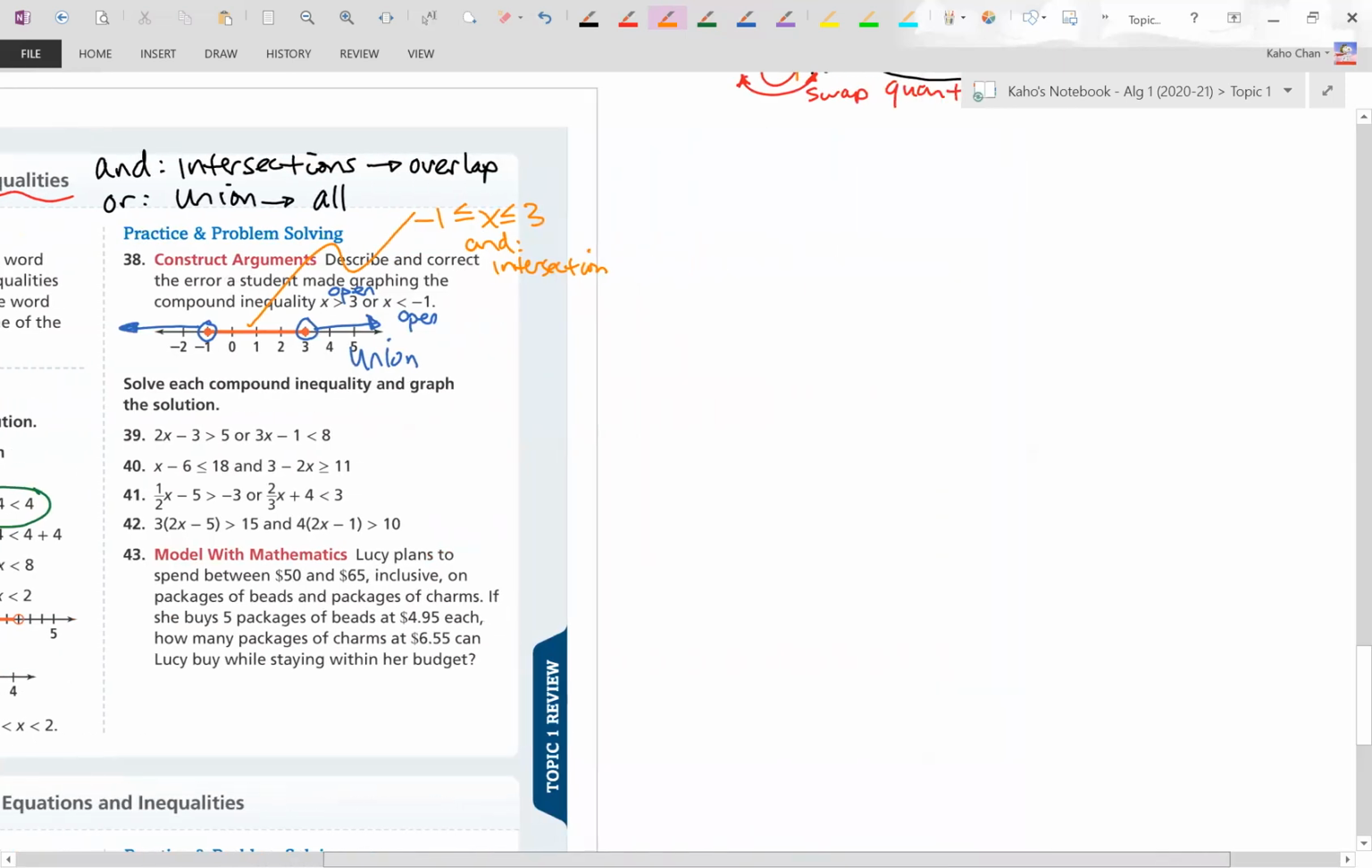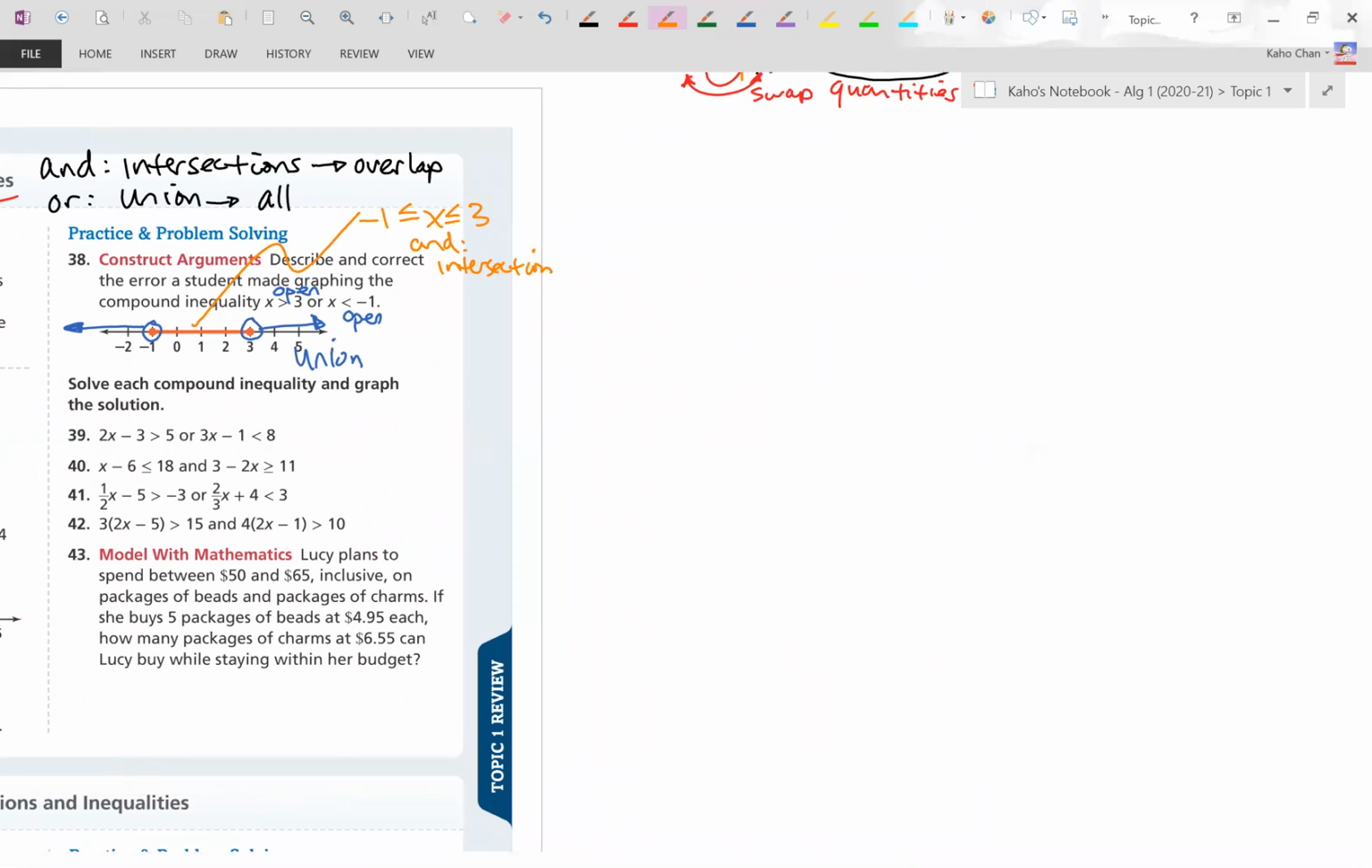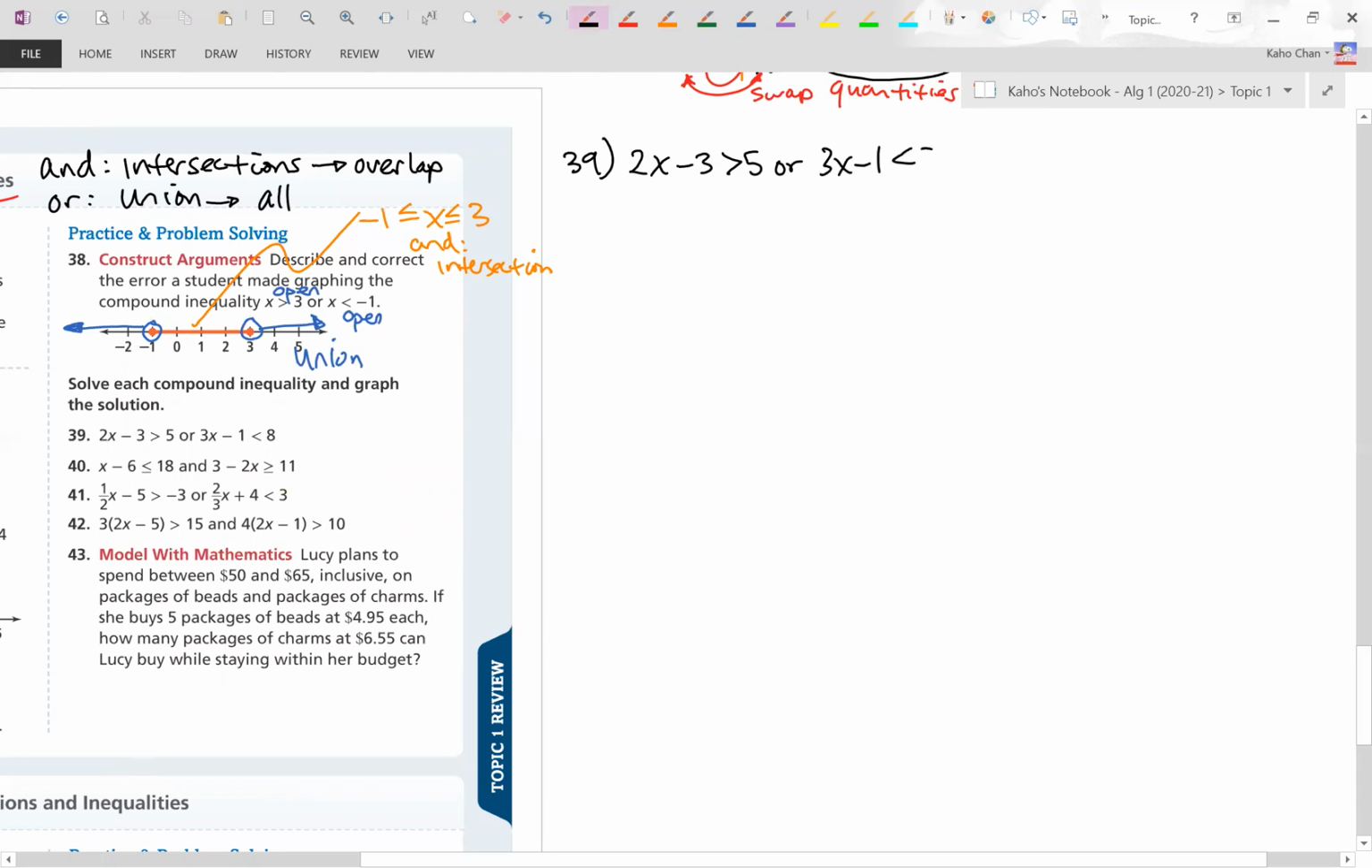All right, let's crank through a couple of these. I don't know if I want to do all of them. At least 39 and 40. Let's do that. All right, here we go. 2x minus 3 is greater than 5, or the other half is 3x minus 1 is less than 8. Solve them individually and graph them.